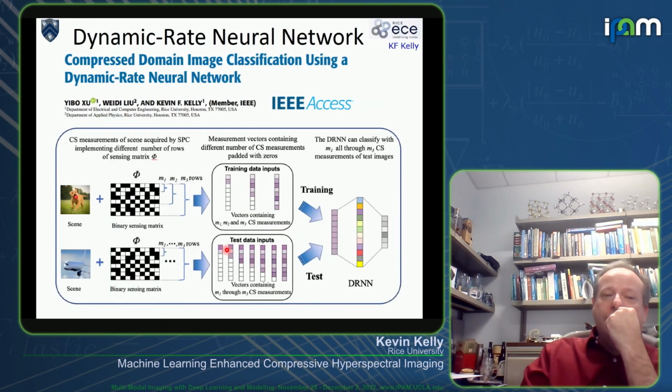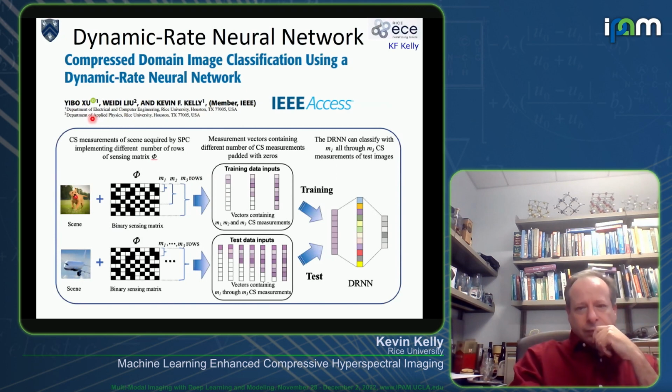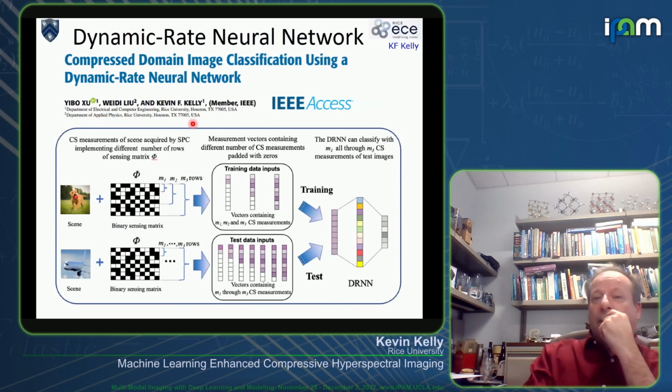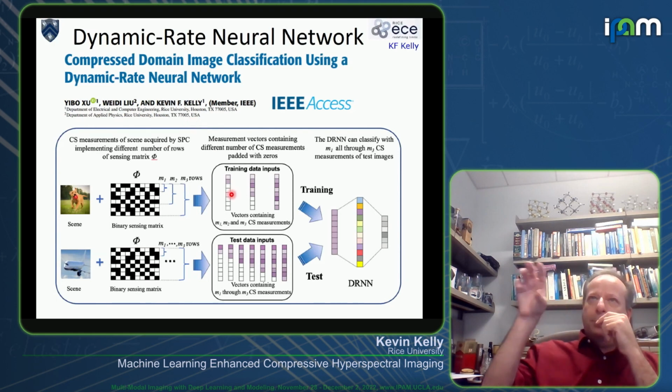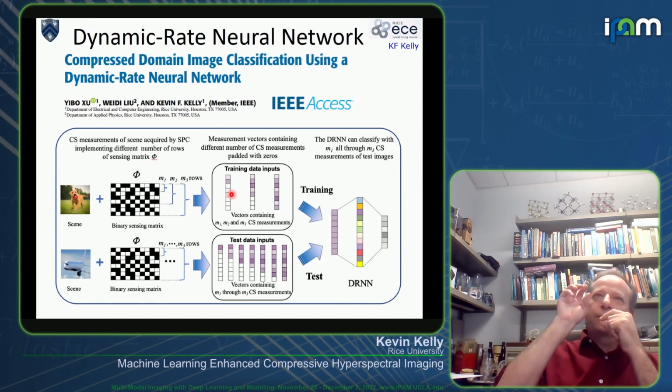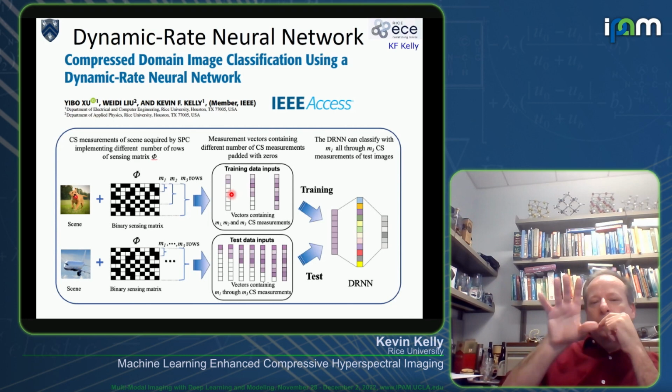Is it going to take 5, is it going to take 10, or is it going to take 20? And so the next thing we worked on, and this is with Yibo, who's now at Samsung Research, is what we call dynamic rate neural networks. The idea is that we train only on a few sampling rates, so 5 patterns or 10 patterns or 15 patterns on one neural network only. And we zero pad the rest of that vector.